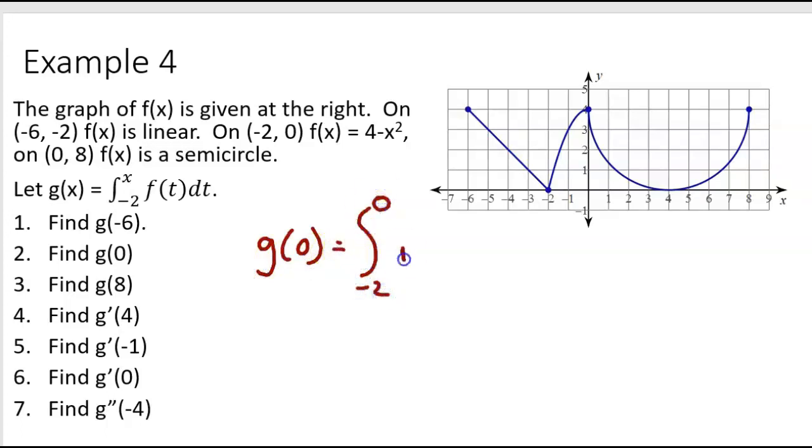Well, this time I don't have to use a property to flip it around. -2 is smaller, so we have it in the right spot. And we want to go from -2 to 0. Now, this is a parabola, you guys. There's no geometry formula for that.